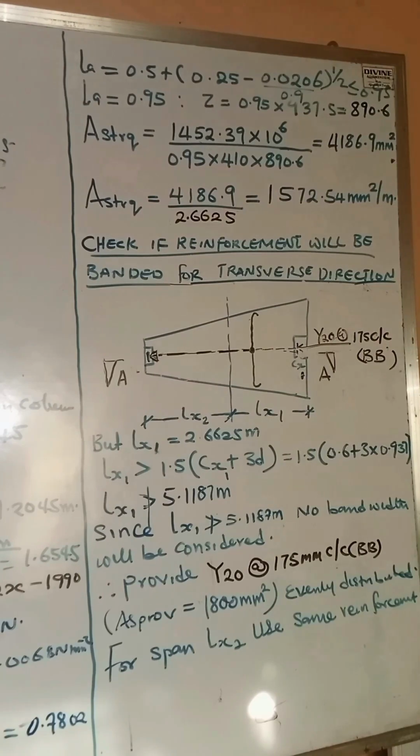All right, so based on the fact that we've done this, from our table, which we are using to check area of steel, is calculated per meter width of a slab. So that's why we are dividing by 2.6625. All right. So from that table, if you check the table where we have area of steel per meter width, you discover that we'll have that area to be Y20 at 175 millimeters center to center. And remember that it's going to be a bottom reinforcement. So it's going to be at the very bottom of the footing.